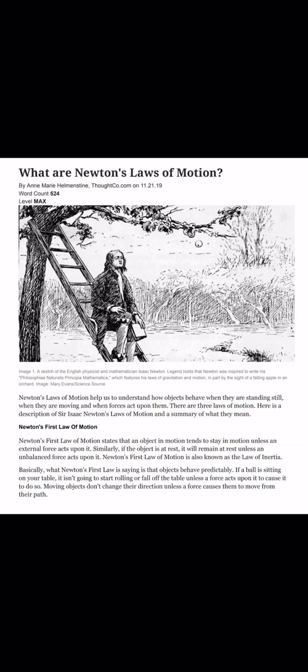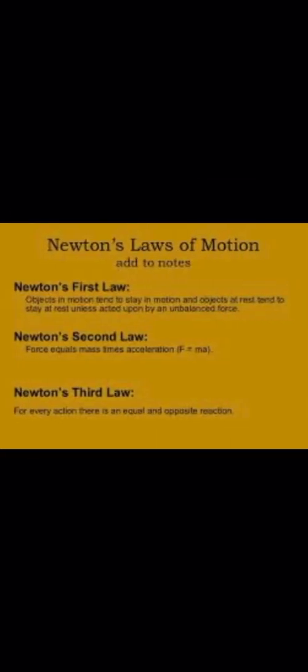So a ball needs a force to get moving. All right. Newton's first law: objects in motion tend to stay in motion, and objects at rest tend to stay at rest, unless a force acts upon them. And the second law, we said force equals mass times acceleration. We write it out as F equals ma. ma means m times a.